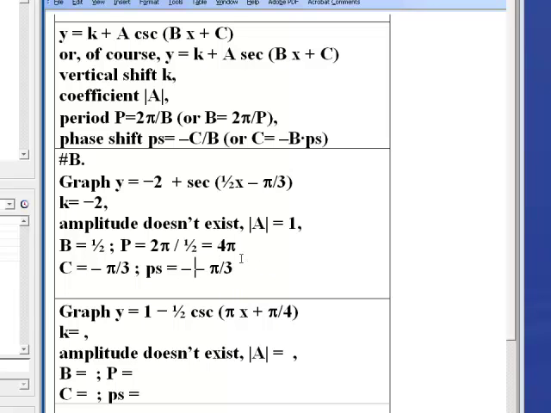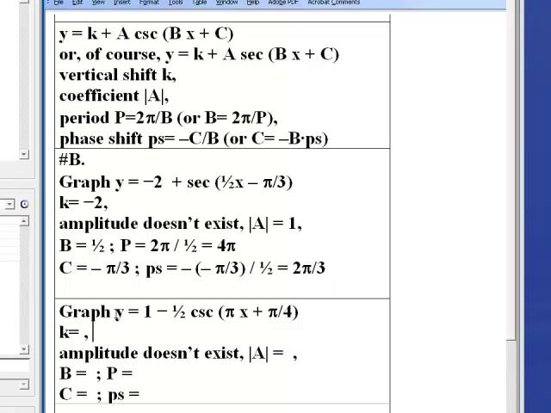So we have -pi over 3 divided by b, which was 1/2. And we come up with +2 pi over 3.